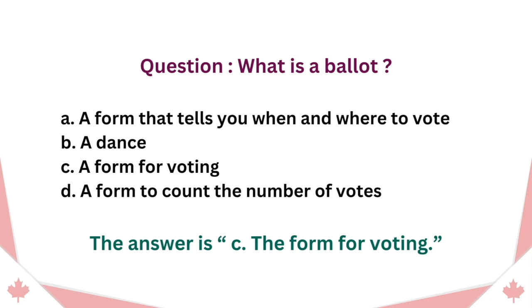Question. What is a ballot? A, a form that tells you when and where to vote. B, a dance. C, a form for voting. D, a form to count the number of votes. The answer is C, the form for voting.